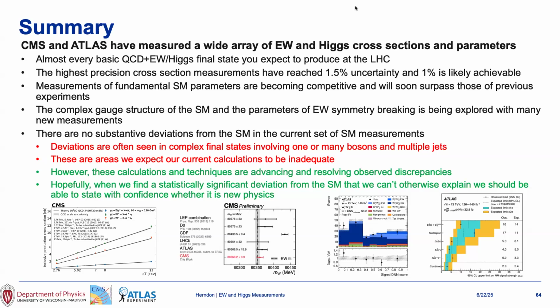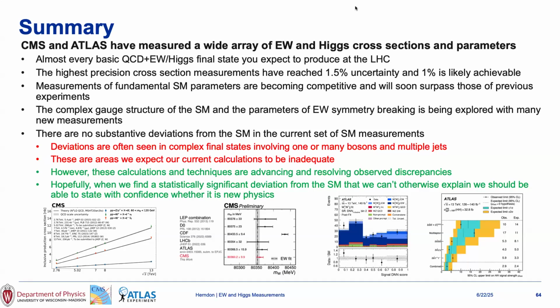Our highest precision measurements have gone to the 1.5% level, and I think 1% is completely within reach. The main limiting factor there, the luminosity uncertainty, has already been solved, basically. So we just need to get those measurements out using those luminosity determinations. Our measurements of fundamental parameters, things that have been measured at previous experiments, like the W mass or the effective weak mixing angle at the electroweak scale, are becoming competitive. We're close to previous measurements, and we'll exceed them with the next round.